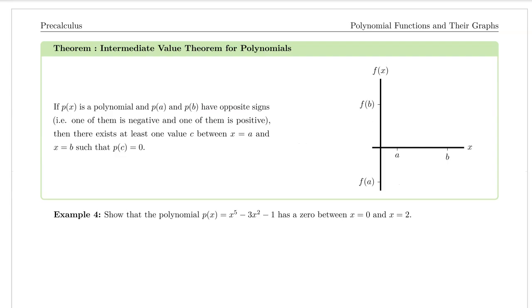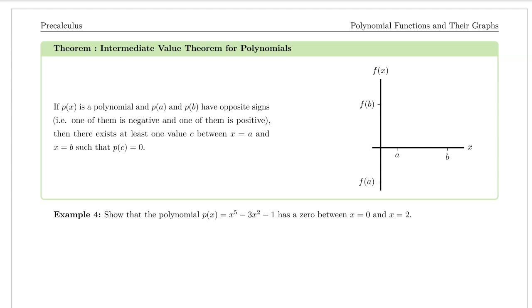This is called the intermediate value theorem for polynomials, and it says if p of x is a polynomial and p of a and p of b have opposite signs, in other words, one of them is negative and one of them is positive, then there exists at least one value c between x equals a and x equals b such that p of c is equal to 0. Now, what does that exactly mean?